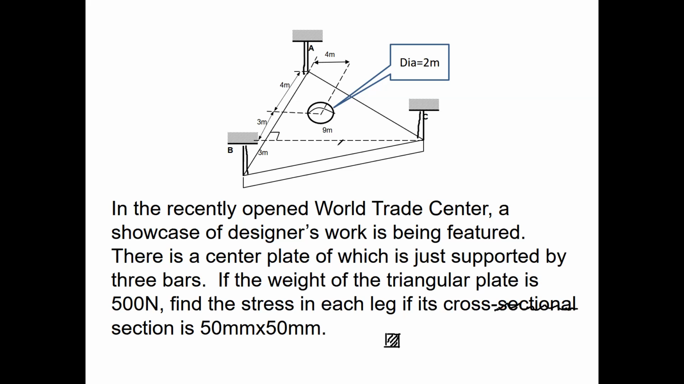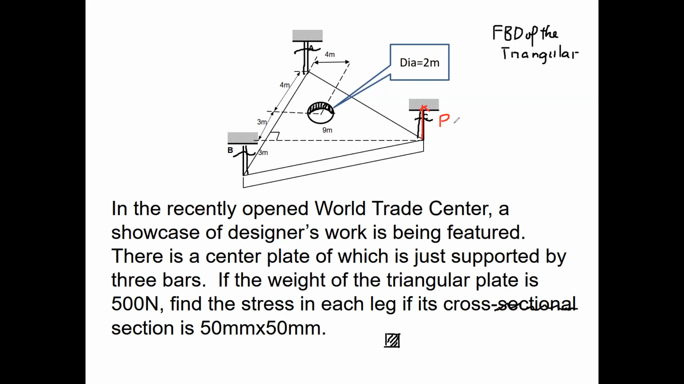However, we have a triangular plate. But this triangular plate clearly has a hole, no? And the diameter of the hole is 2 meters. Of course, we need to determine the actual force on each leg. And the only way to do that is to pass a cutting plane here and cut it. Take the free body diagram of the triangular plate. The triangular plate is supported by the 3 bars, so each bar will be under tension.